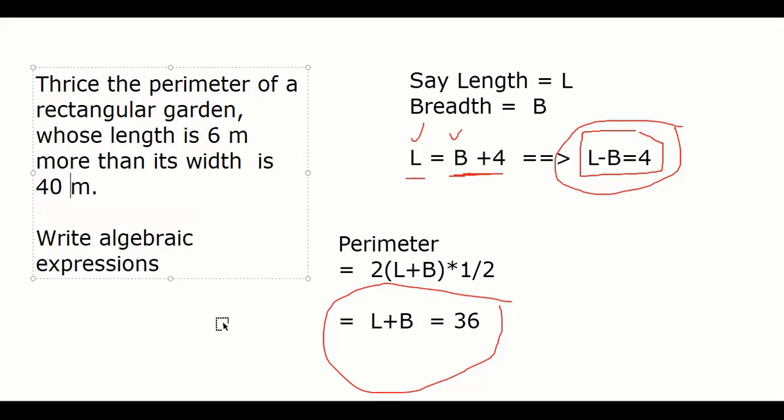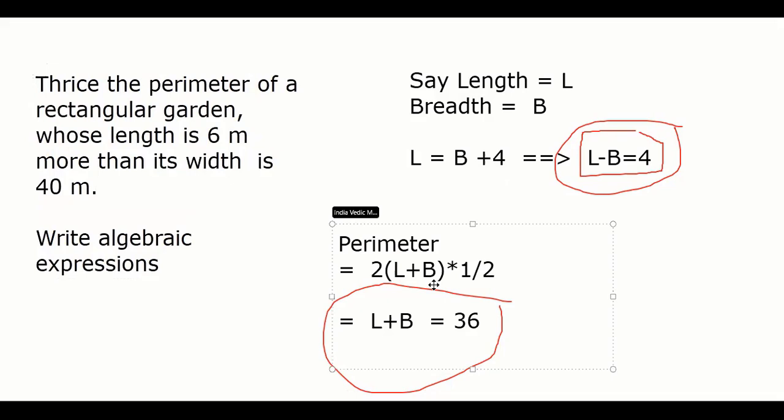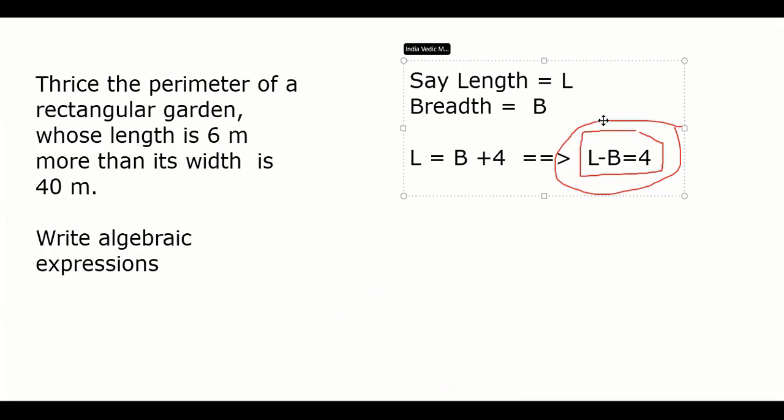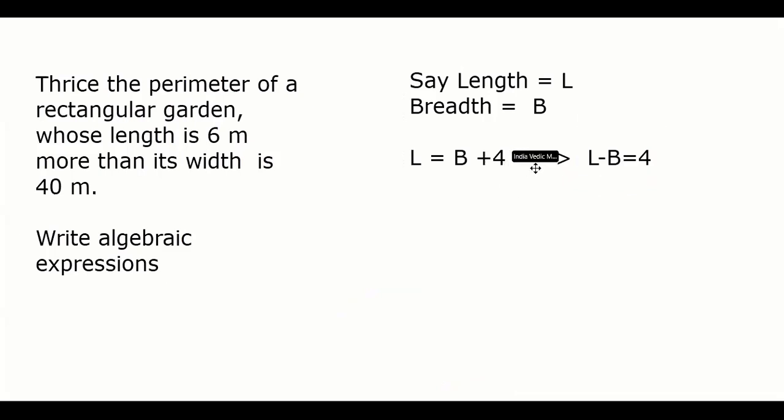ध्रुव बताओ कैसे बनाएंगे इक्वेशन. Tell me Dhruv, we'll solve it together. क्या करने वाले हम लोग इसमें? Sir, सबसे पहले assume करो लेंथ को L और ब्रेथ को B, ठीक है? Yes, sir. कोई कंफ्यूजन नहीं है इसमें तो? No, sir. अब देखो, लेंथ L है, ब्रेथ B है. पहला इक्वेशन क्या बनाओगे? पहला इक्वेशन वो क्या बोल रहा है? लेंथ इज 6 मीटर मोर देन इट्स विड्थ.